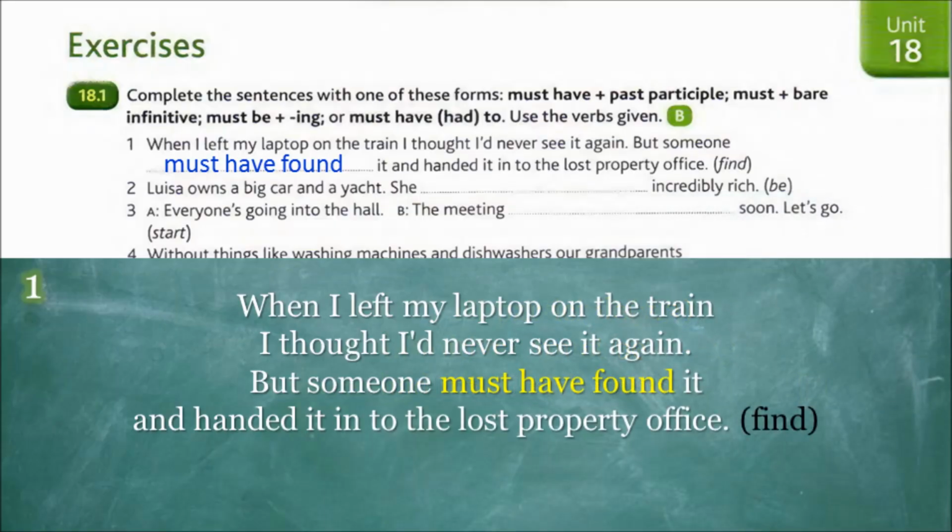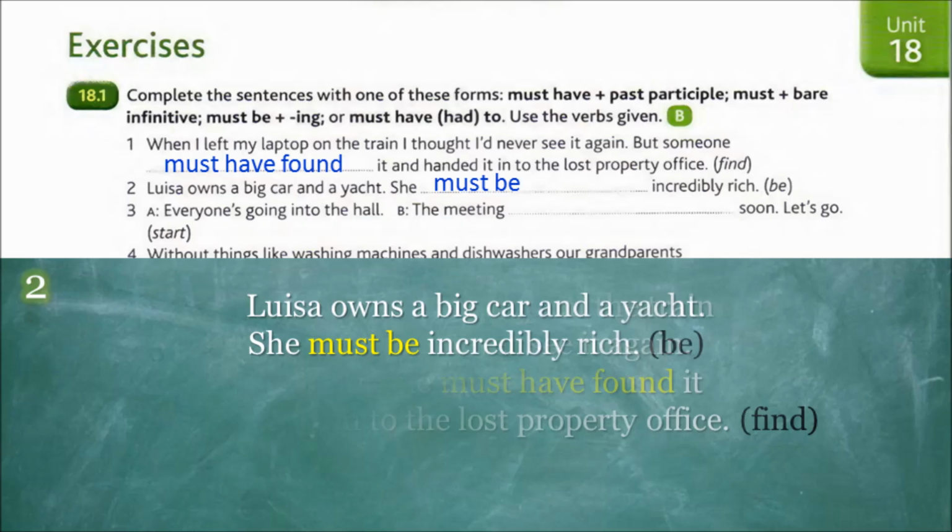When I left my laptop on the train, I thought I'd never see it again. But someone must have found it and handed it into the lost property office. Louisa owns a big car and a yacht. She must be incredibly rich.